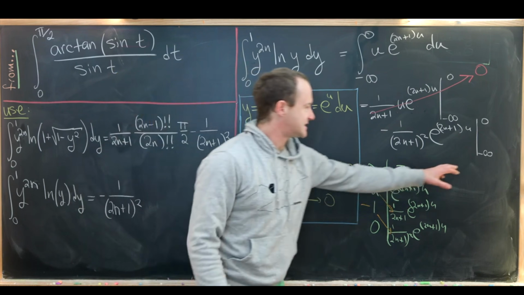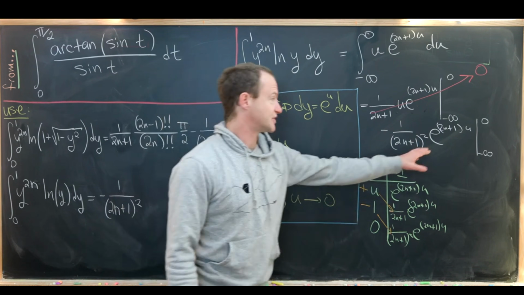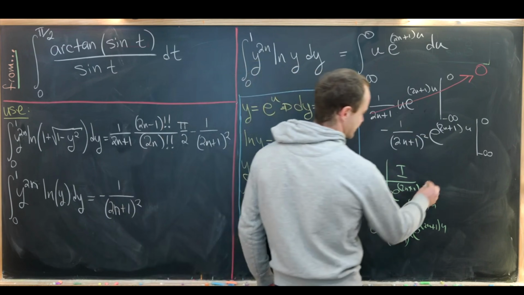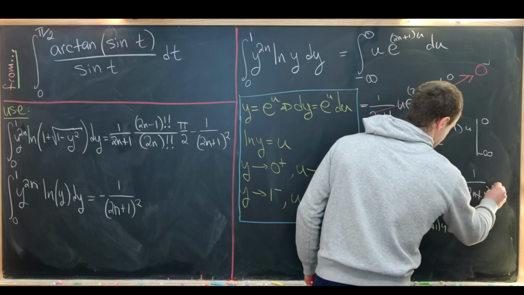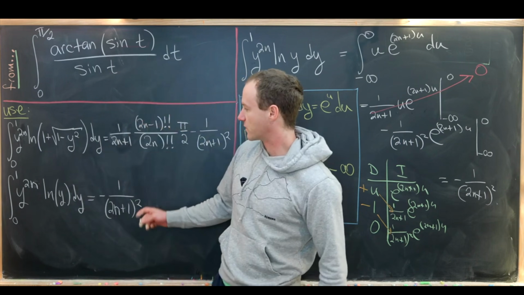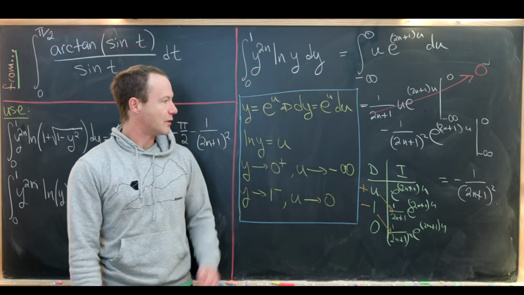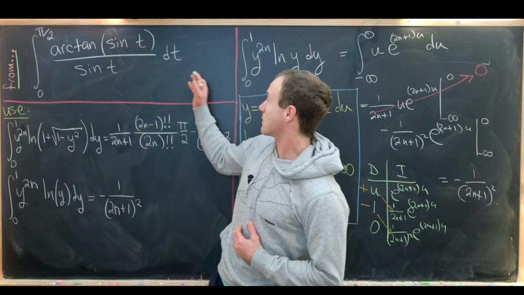Okay, then similarly, the minus infinity here will go towards 0, and we're just left with the e to the 0 term, which is 1, and that gives us minus 1 over (2n plus 1) squared, which is exactly what we wanted from over here. Okay, now we've got both of these tools in place, and we're ready to attack our main goal.